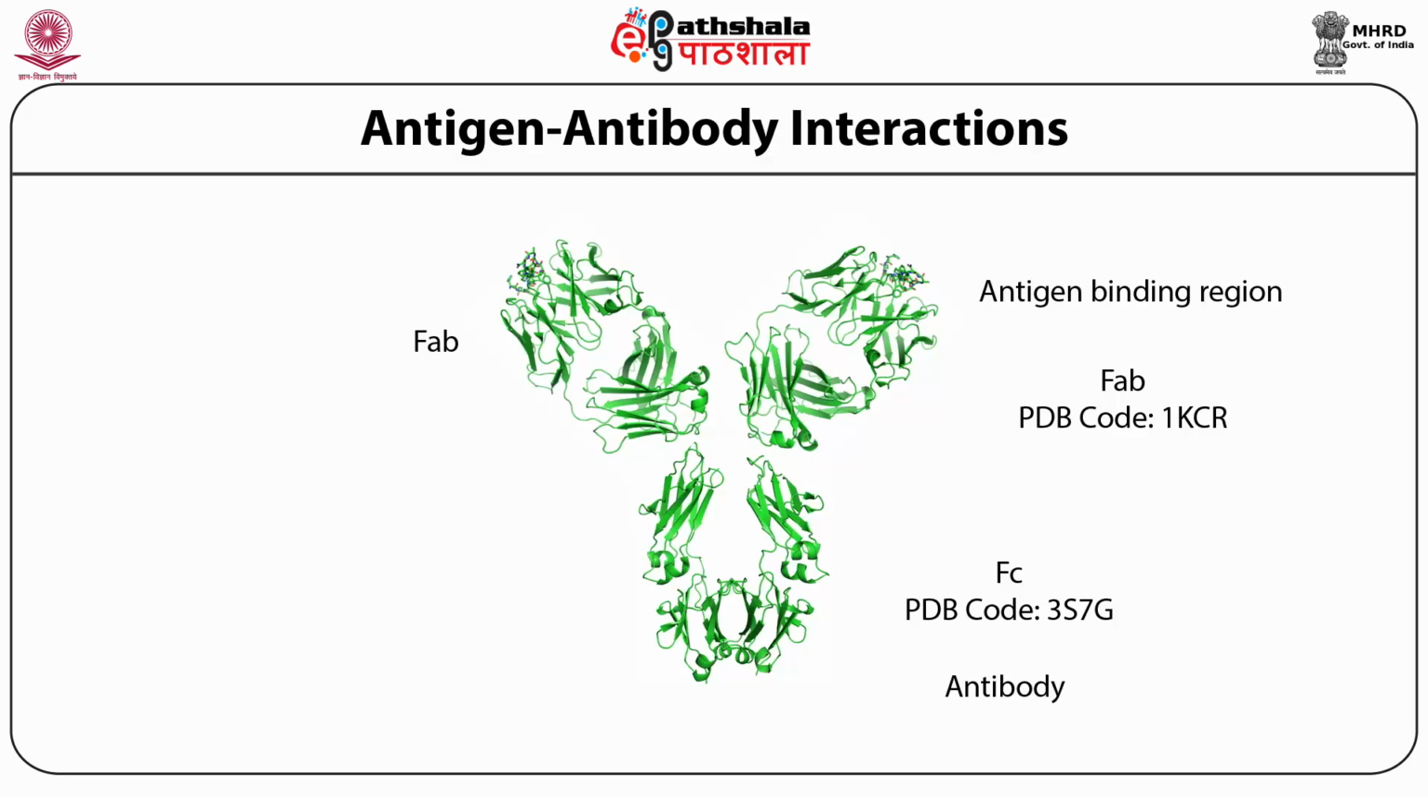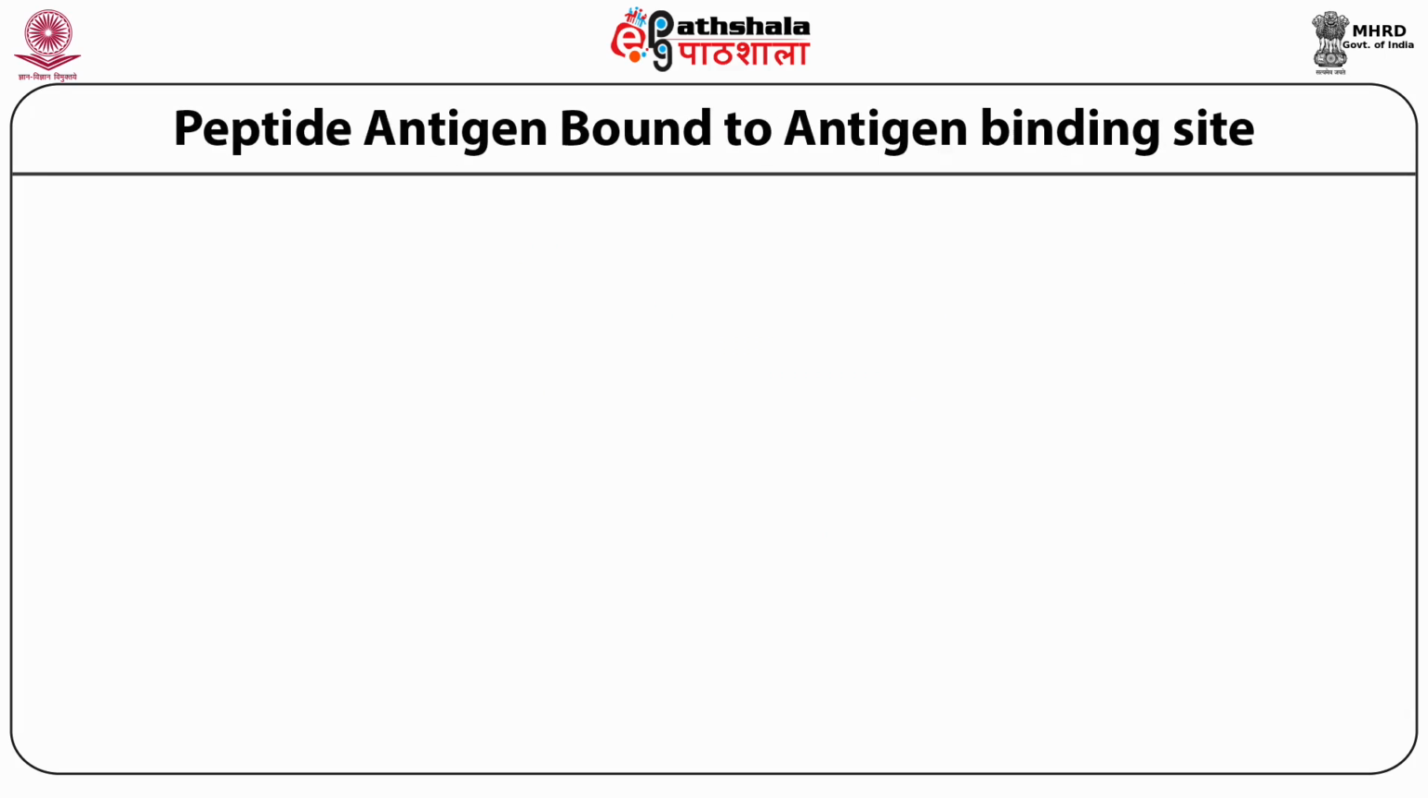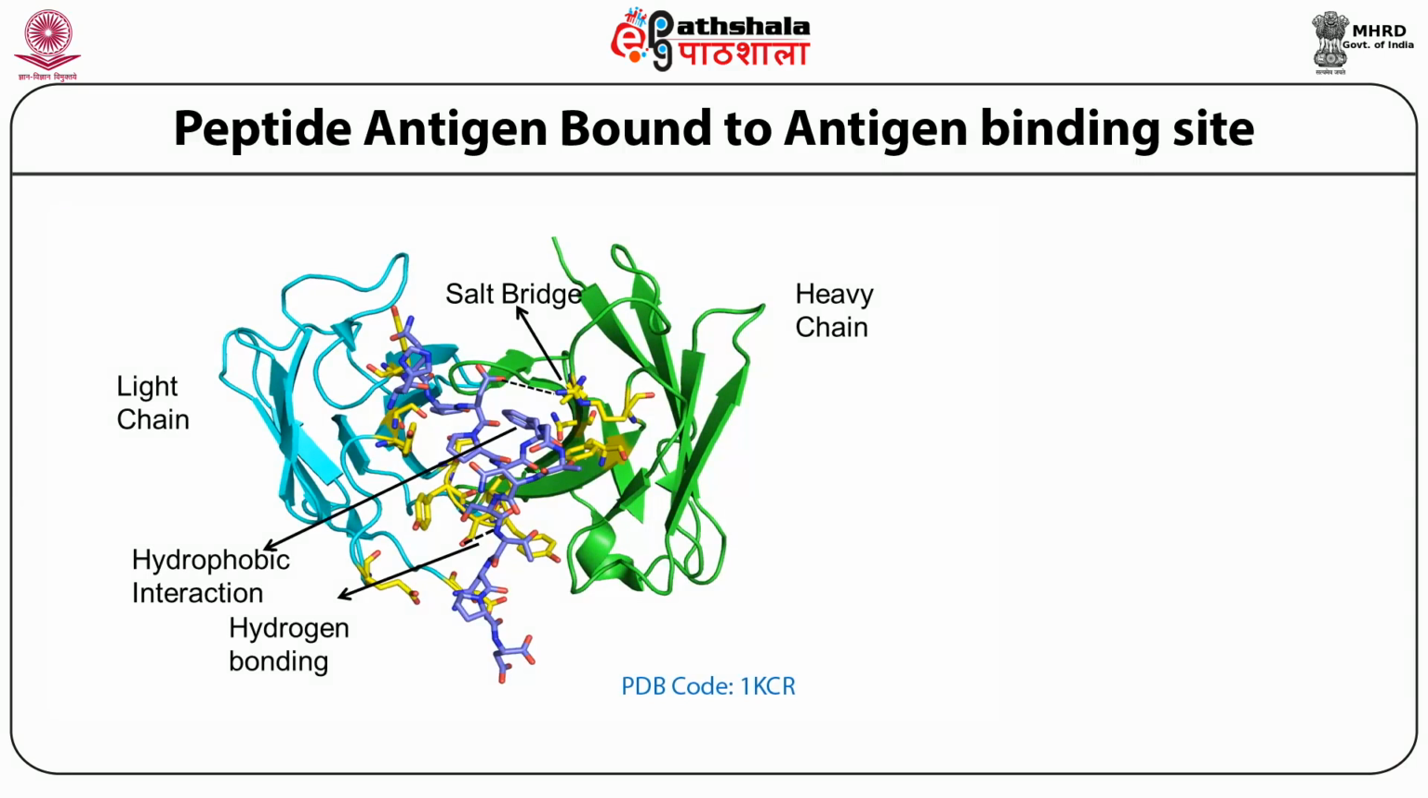is very tiny. So if you see the zoomed picture of the antigen binding site to the antibody, you can see the green one, which is from the heavy chain, the light colored protein, which is from the light chain, and there is a blue colored structure which is shown as a ball and stick model, which is the antigen. The yellow color residues are from the antibody.